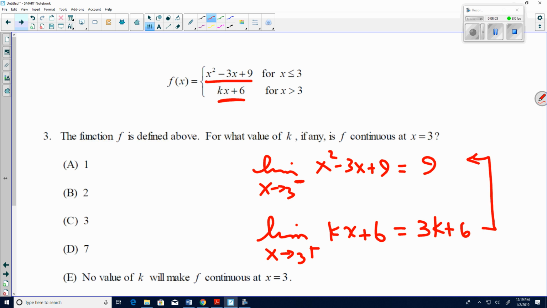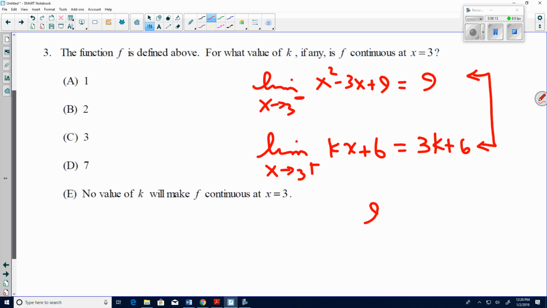The left-hand limit and the right-hand limit have to be the same for the limit to exist, for the function to be continuous. So that's not terribly hard. 9 is the same as 3k plus 6. 3 is 3k, k is 1. So that's the answer to that problem.